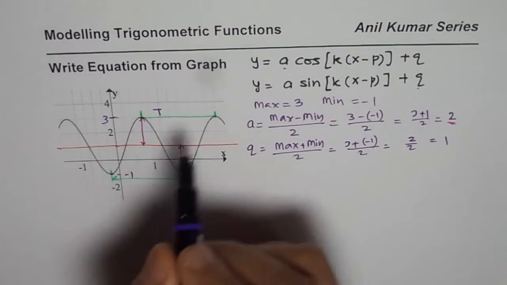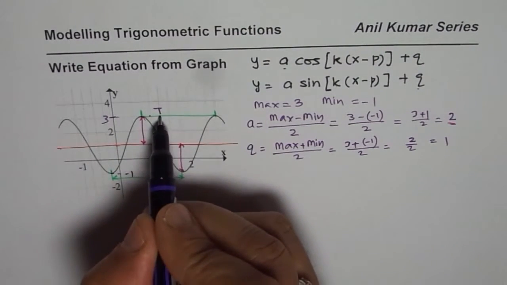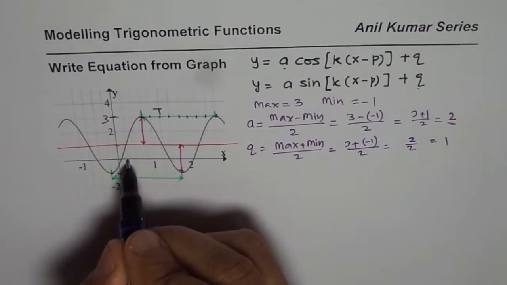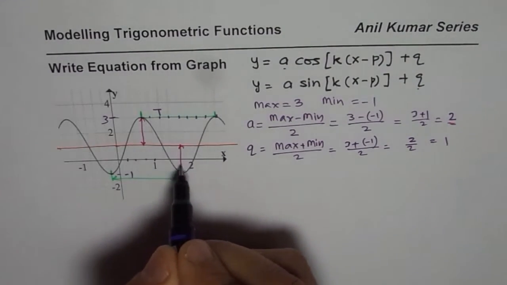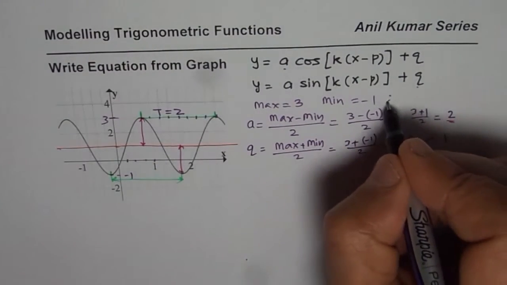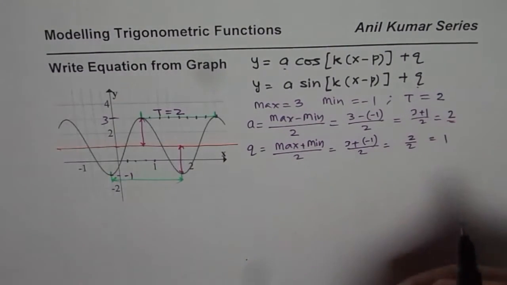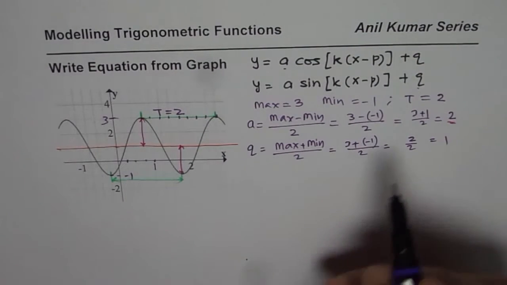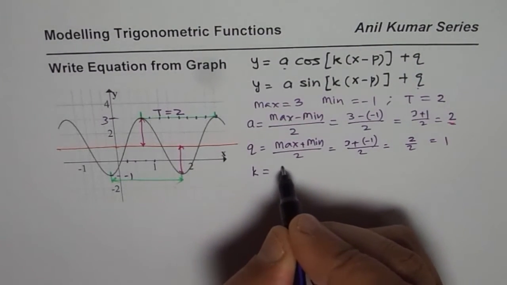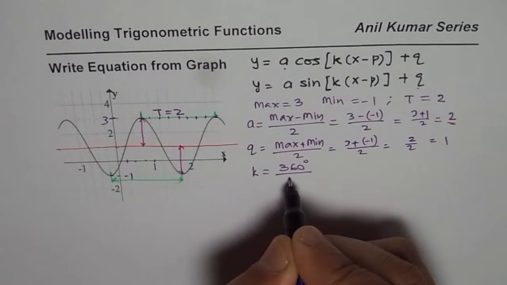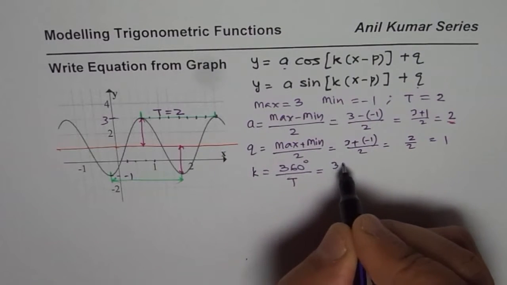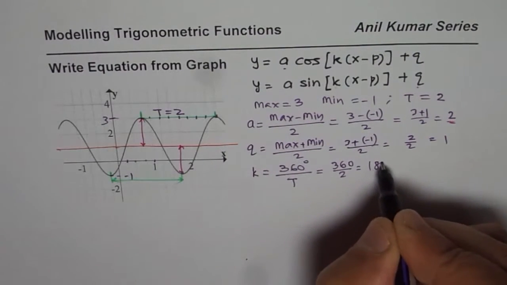Now if I start from this maximum, what do we get? We get 1, 2, 3, 4, 5, 6, 7, 8 units. And the scale is 1, 2, 3, 4 units is 1, so 8 units is 2. So the time period is 2 for us. So what we get from here is, let me write down here itself, a time period of 2 units, whatever it could be, right? Now that time period helps us to find the K value. So K basically is 360 degrees divided by the time period T, if you are working in degrees. So that gives you 360 by 2, or 180.